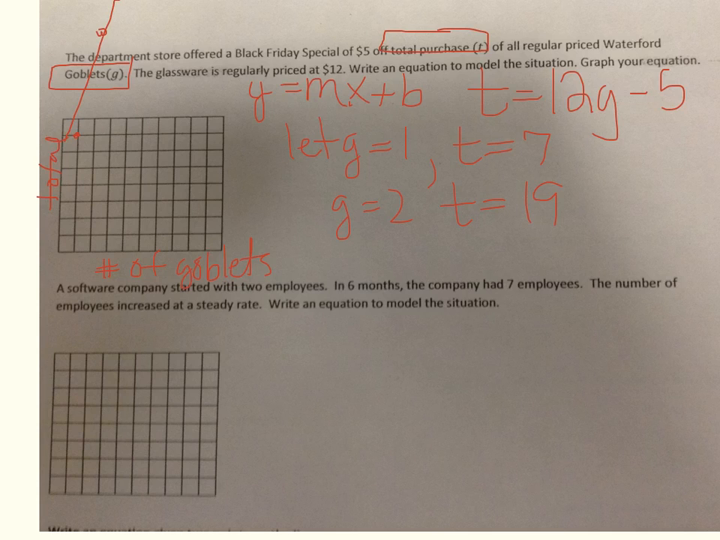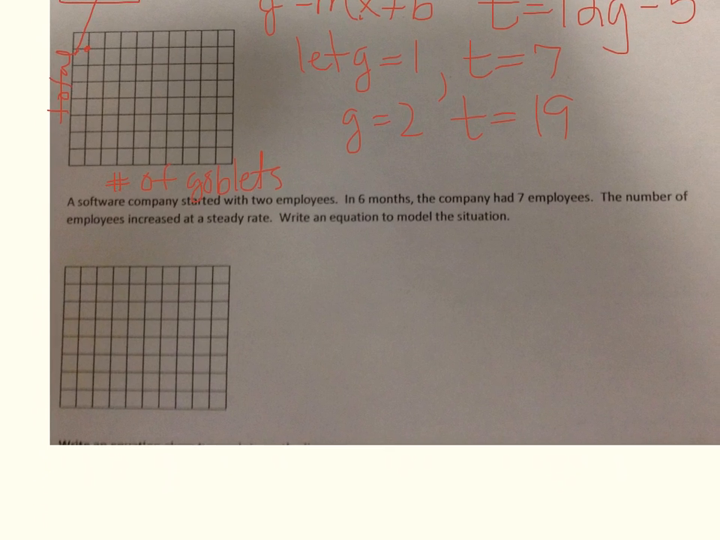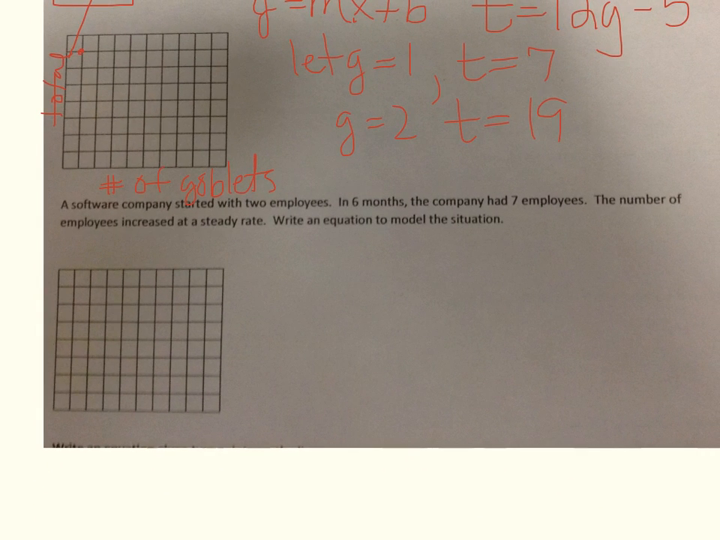And then I also have another word problem. It says a software company started with 2 employees. In 6 months, the company had 7 employees. The number of employees increased at a steady rate. Instead of writing an equation, we just asked in class to make a graph. So you really don't have as much information to write an equation, but you do have 2 key ideas. One is time, and the other is the number of employees, and time is in months.